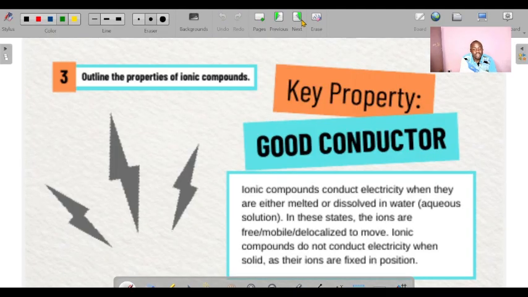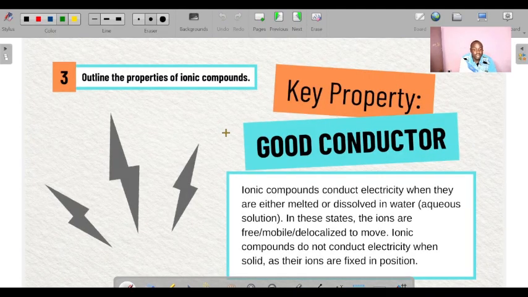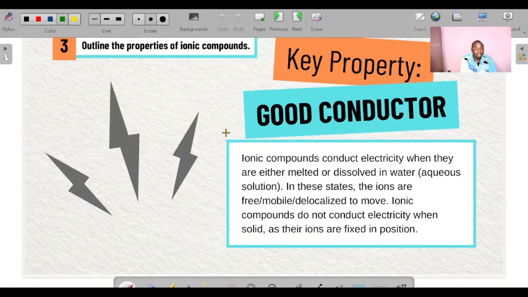So these giant ionic structures have some key properties. One of the properties is that they conduct electric current, but the reason is that they only conduct electricity when they are either heated so that they melt, or they have been dissolved in water, what we say is in aqueous state.